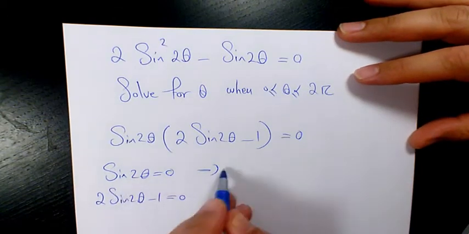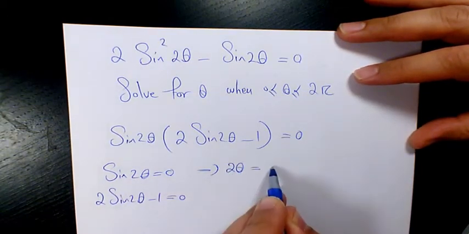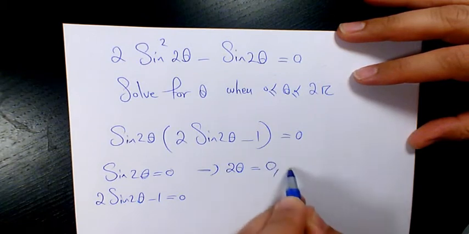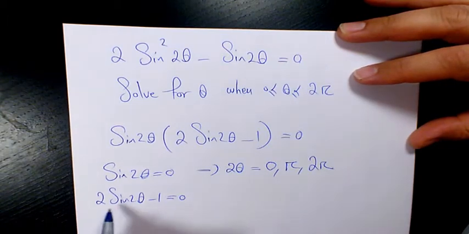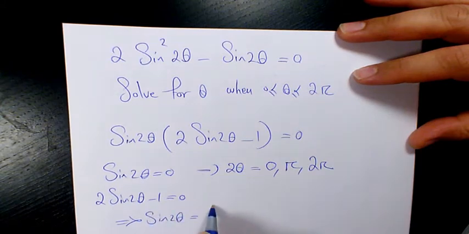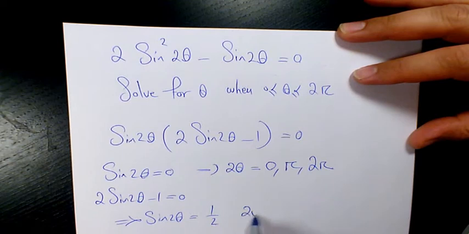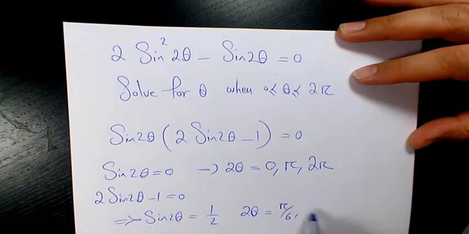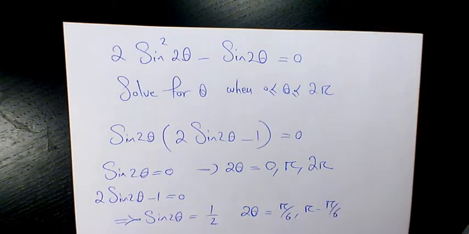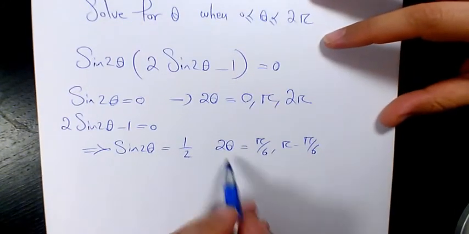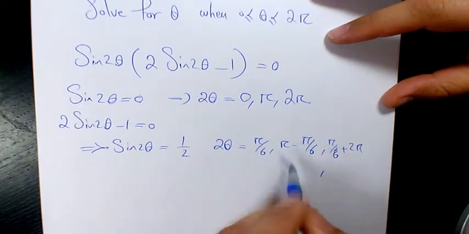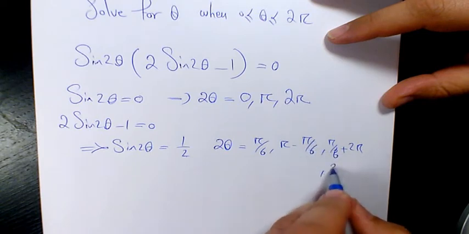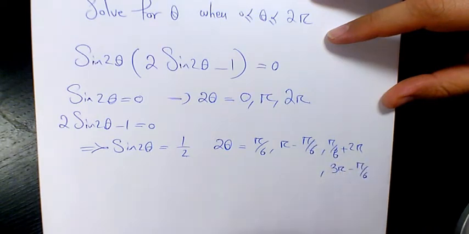So that's going to result in 2 theta equals either 0, pi, or 2 pi. And this one is going to be basically sine 2 theta equals 1 over 2, which means that 2 theta equals pi over 6 or pi minus pi over 6. And since it's 2 theta, we're going to have pi over 6 plus 2 pi and pi minus pi over 6 plus 2 pi. So it's going to be 3 pi minus pi over 6.